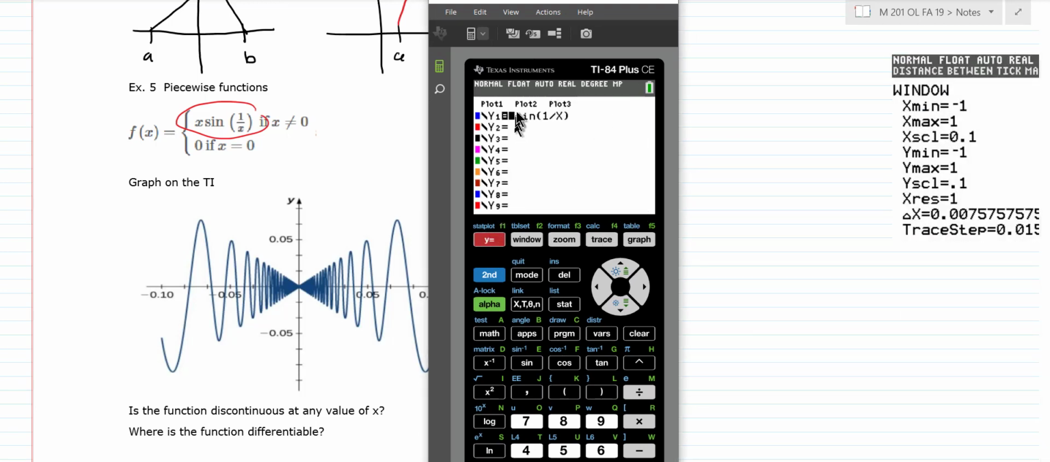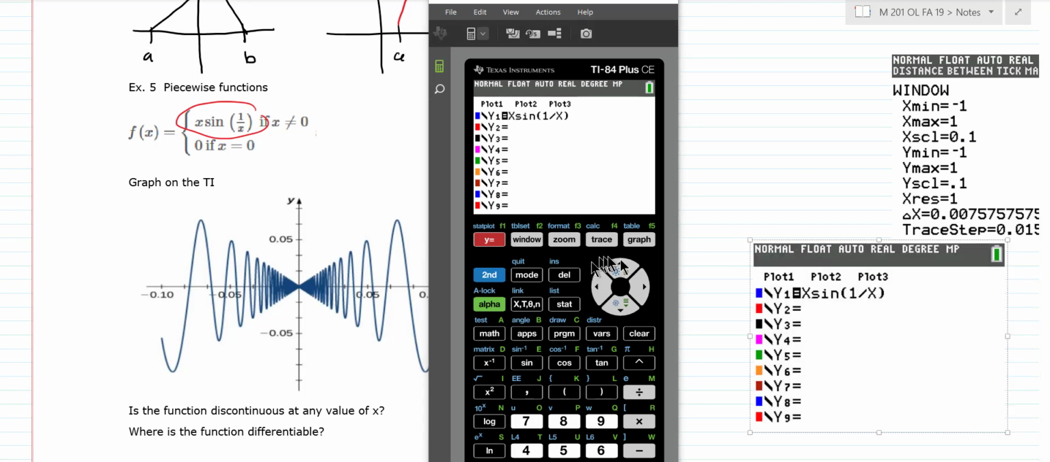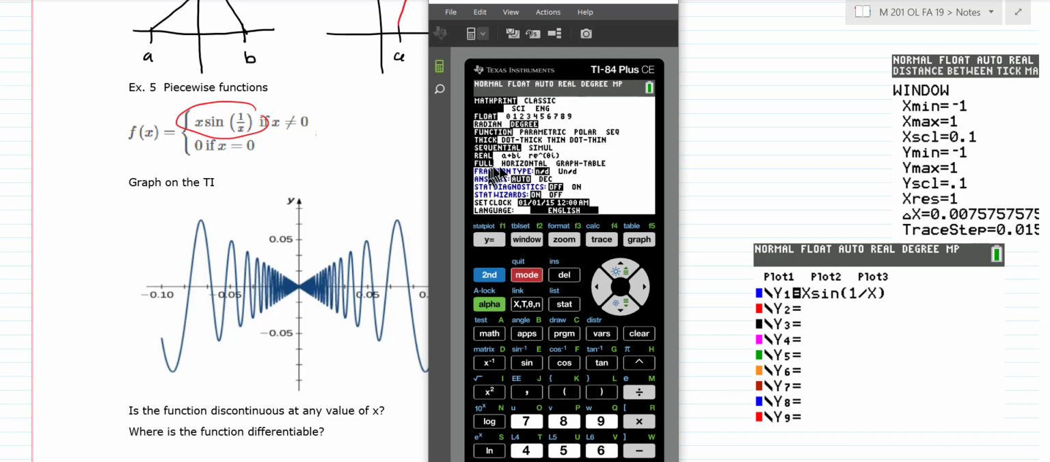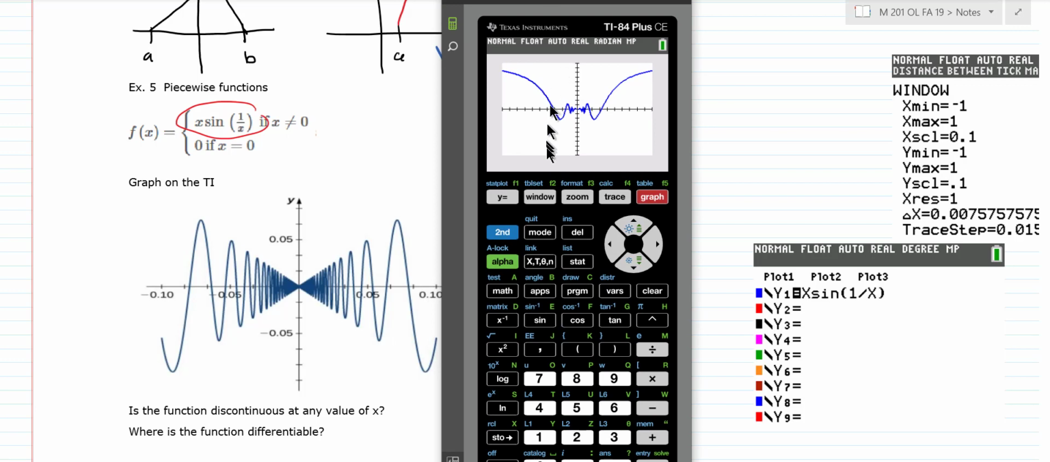And here's the way you put this in. It's an interesting graph to look at. You also want to make sure you're in radian mode. So you need to move your calculator to radian mode if you're not in there, and now we'll graph it. Well, that's kind of weird. It looks like it's doing some crazy stuff in there. So I want to show you this. This is just sort of a cool thing to show students on the calculator.